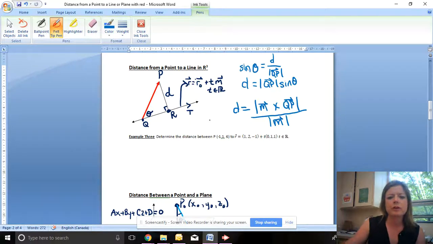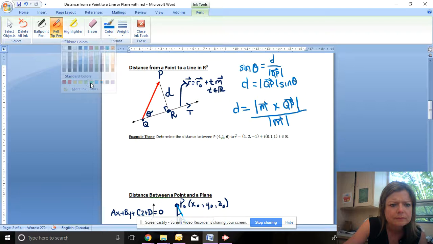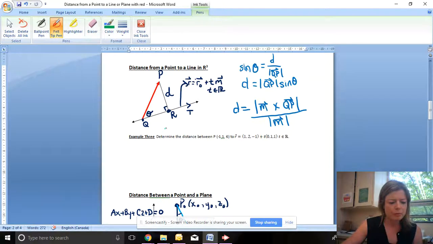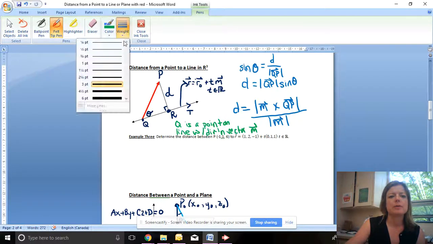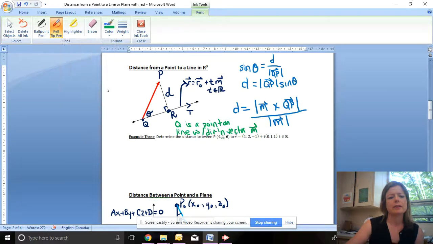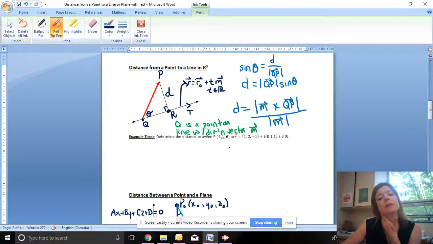It's worth noting, though, that Q is a point on the line with direction vector M, and P is the point in question, the known point. Let's just do one example where we're actually calculating this. Determine the distance between this point and this line. Notice that we're given the vector equation.